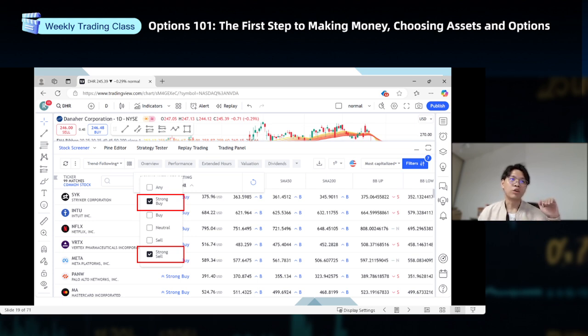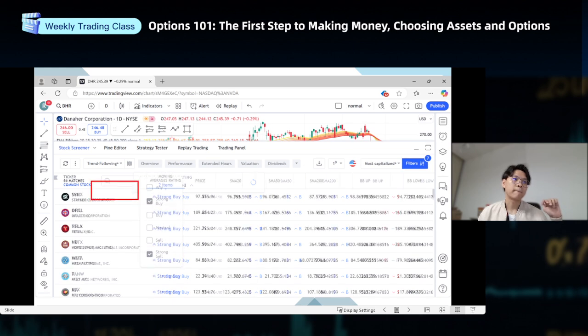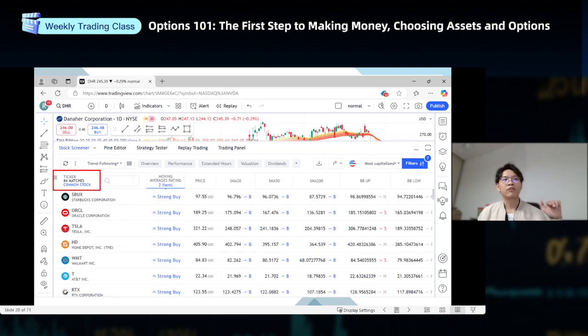Because we want to avoid getting trapped since we are using single-leg options trading. And now you see that after we apply only those shares with a very clear direction, the tickers are now reduced to 84. But it's still quite a lot for me to look at. So yeah, let's put on more filters to reduce the matches.